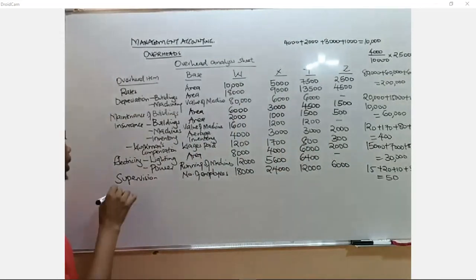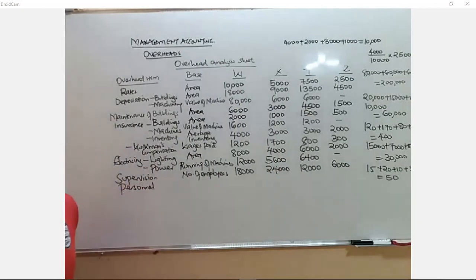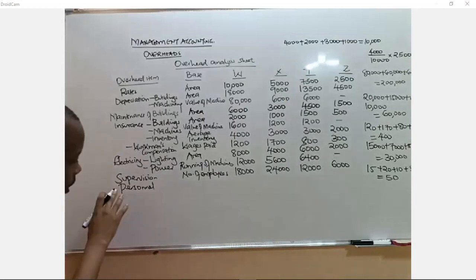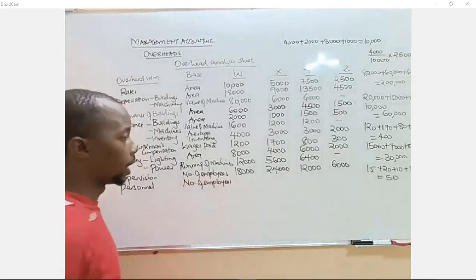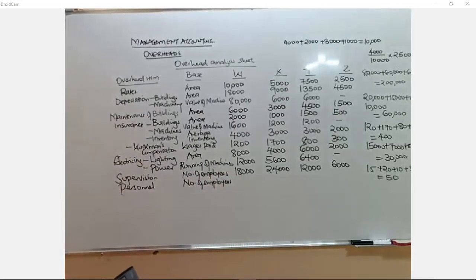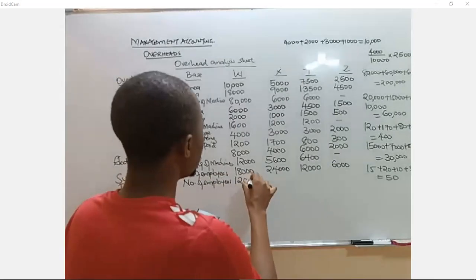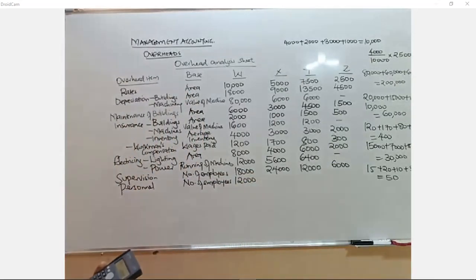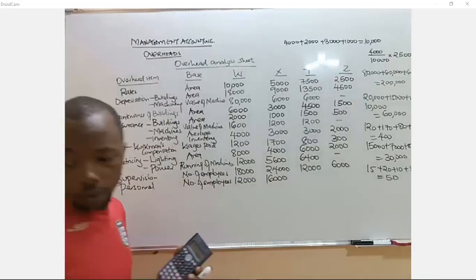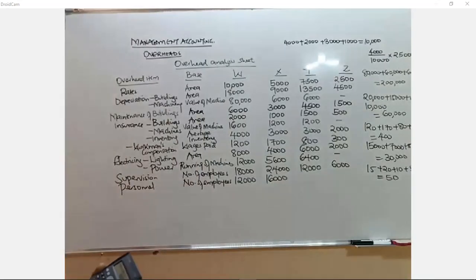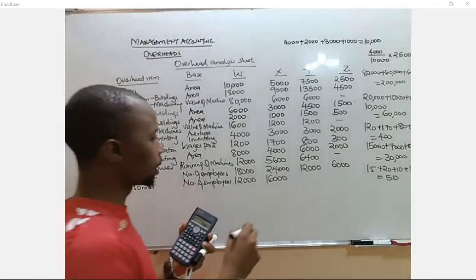I can see we have personnel. Under personnel, the base we can use to allocate is also the number of employees. Those overheads can just be allocated by the number of employees. So 15 divided by 50, then we multiply by the total amount, which is 40,000, getting 12,000 here. The next one we have 20 divided by 50, then we multiply by 40,000, coming to 16,000. After that we have 10 divided by 50, then we multiply by the personnel total of 40K, getting 8,000.